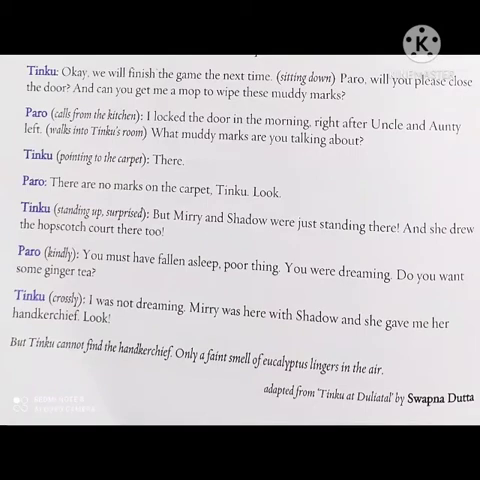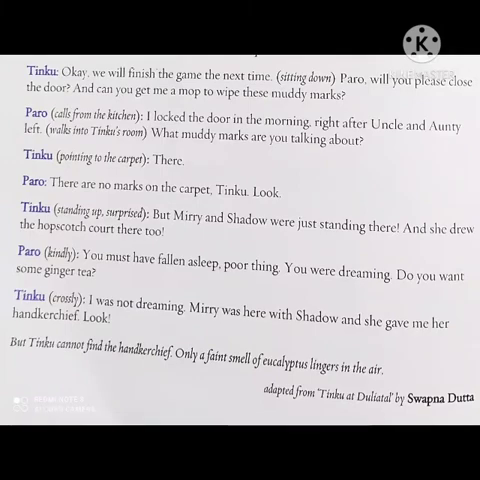Now Tinku shows the marks there. But Paro says there are no marks on the carpet. Tinku, "See, there are no marks on the carpet." Till then Paro is still telling, "You must have fallen asleep." Why? Because Tinku said Miri and Shadow both were here. They were standing here and the muddy marks are here. And also there was a hopscotch court which was drawn by Miri on the floor. But Paro says nothing can be seen. And also she mentions that you must have fallen asleep and also that she was dreaming. "So, do you want a ginger tea?"